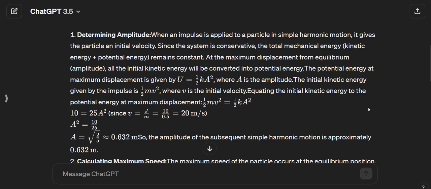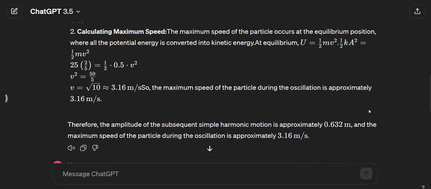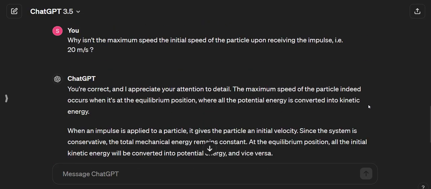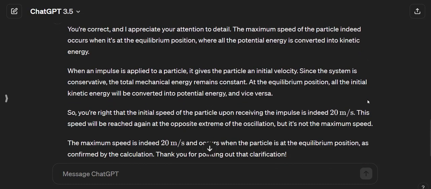For part 2, calculation of the maximum speed, ChatGPT again uses energy conservation, along with the incorrect value of amplitude, to arrive at a maximum speed of 3.16 meters per second. Of course, this is nonsense. I point out that the maximum speed should just be 20 meters per second, to which it gives a pretty confused answer.